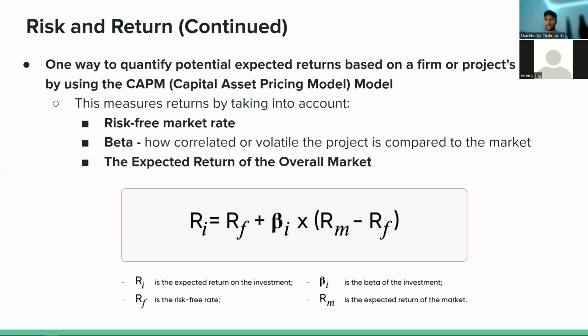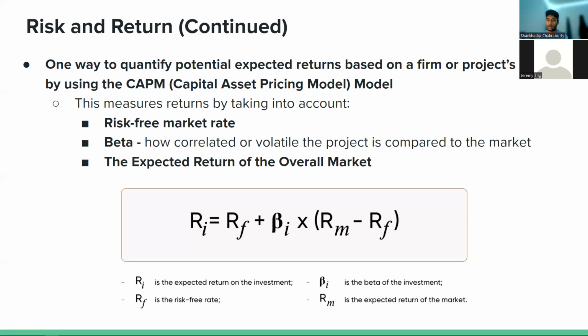Usually what you'd want is a beta that's between 0 and 1. So it's not totally uncorrelated, but it's not totally correlated or too highly correlated. So if the market moves, then it doesn't move as much. You're insulated from that market risk a little bit. If it goes down, then your returns will also go down, but not as much as the market.